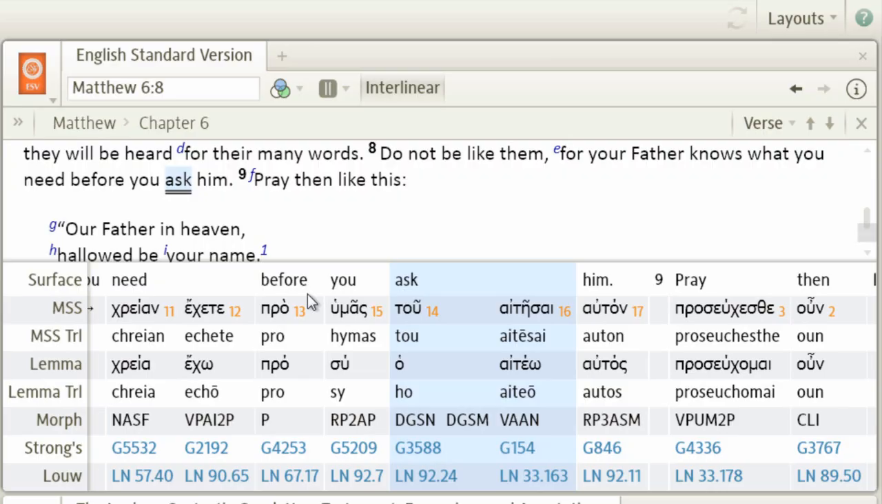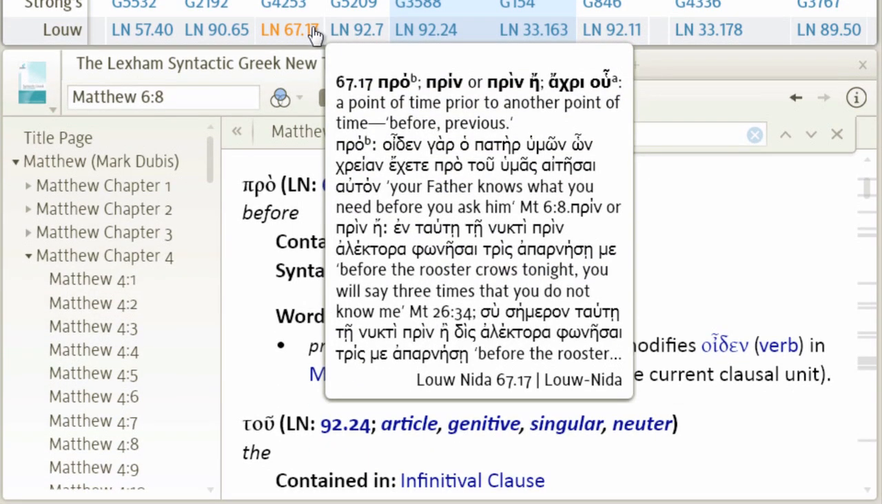If you want to double check your work, you can always look down below at the Louw-Nida line and hover over the reference there. And here you can see that the definition reads, a point of time prior to another point of time, that is, before or previous. And here you can see that the Greek preposition pro is used, but also another preposition, prin.